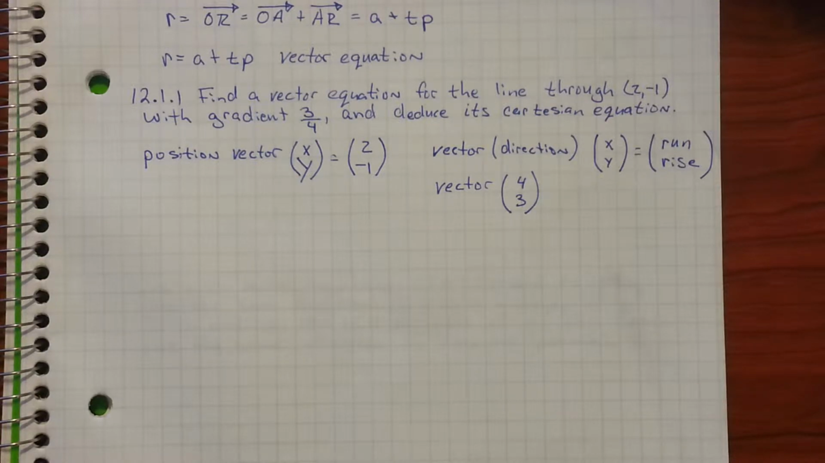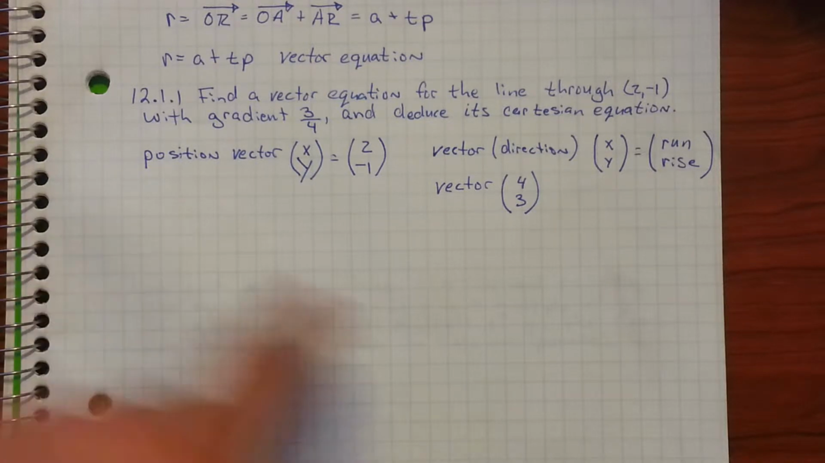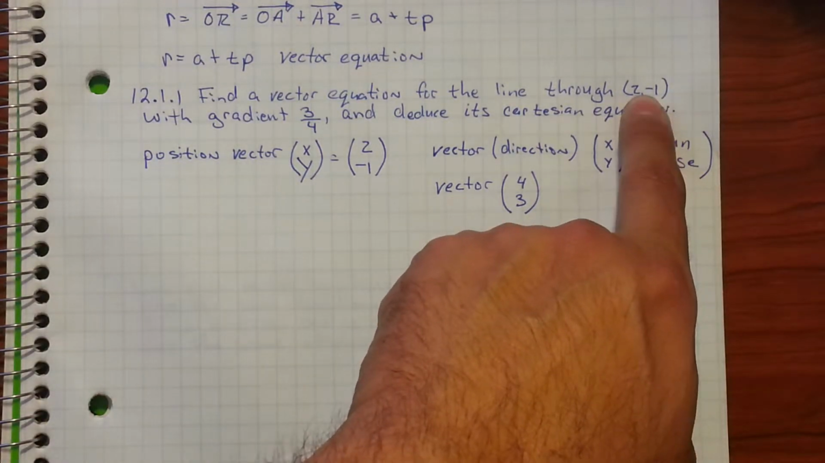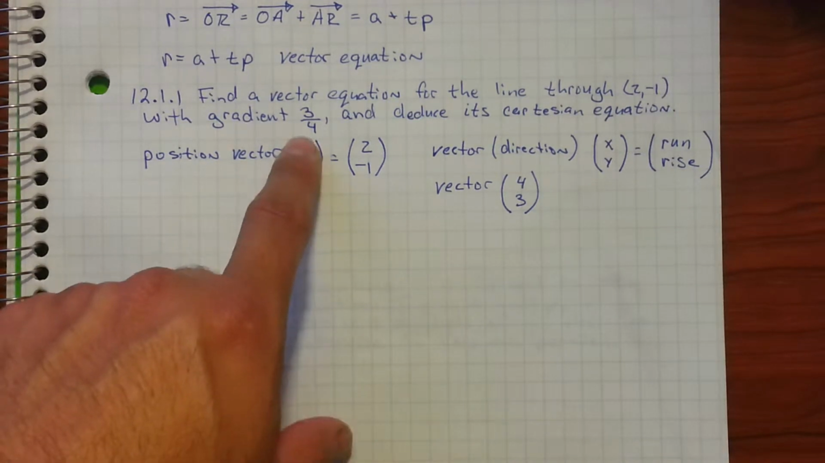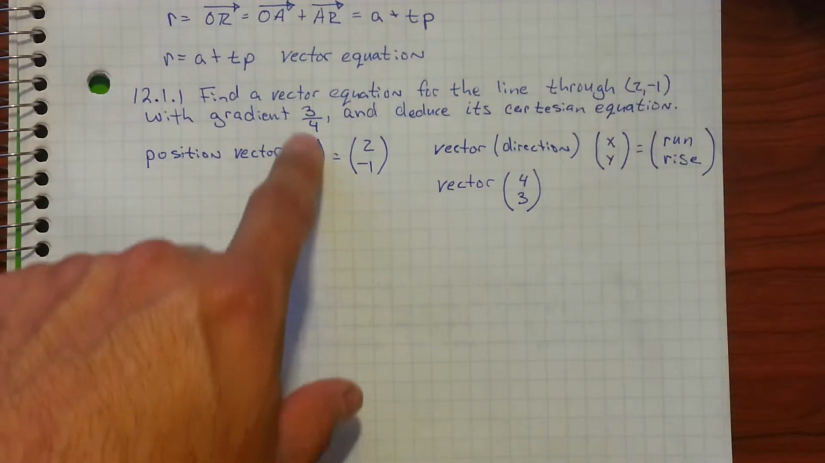(12.1.1) Finding a vector equation for the line through point (2, -1) with a gradient of 3/4 and deduce its Cartesian equation. So first thing, I need to understand what the position vector is. Position vector is kind of like my ordered pair, but it's written like this: x on top of y.